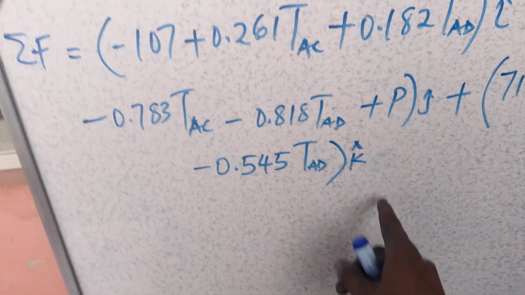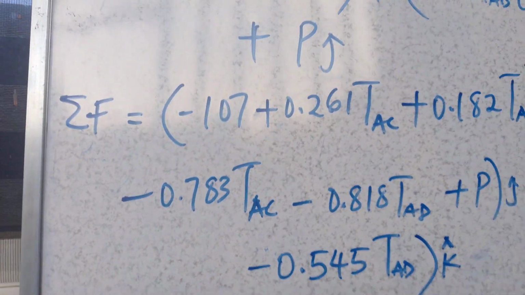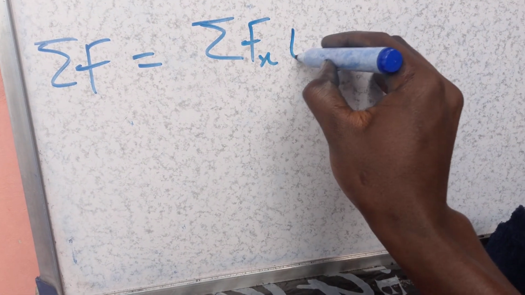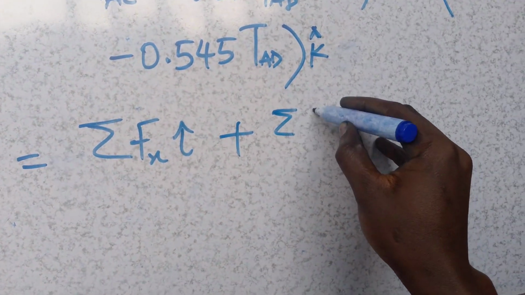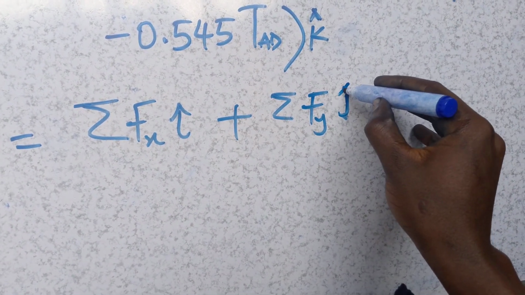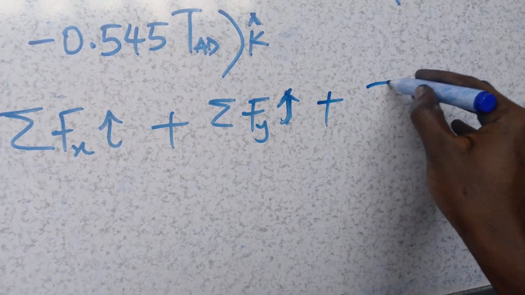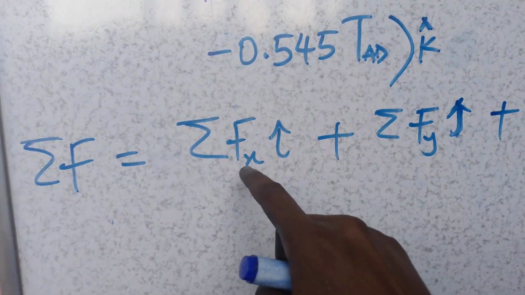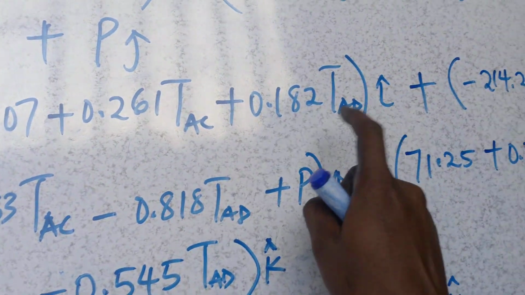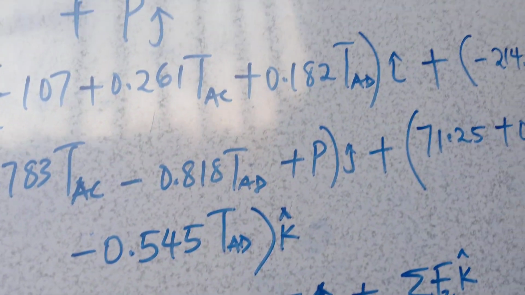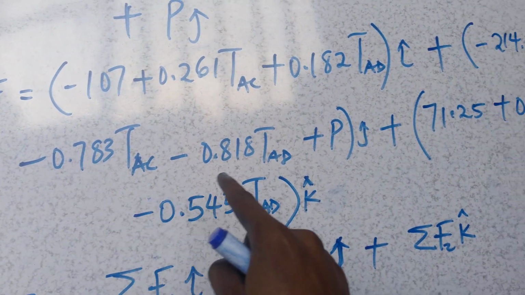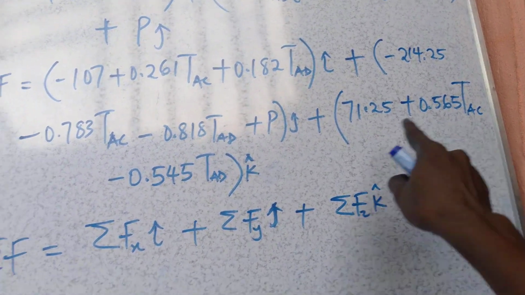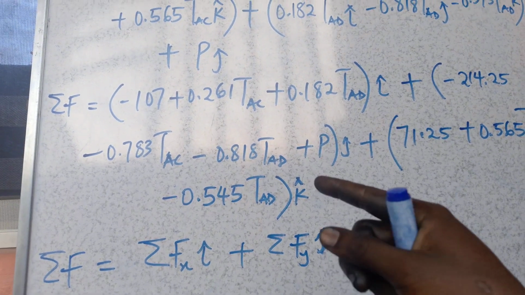Alright, so this is equivalent to saying that summation of forces will be equal to sigma Fx I plus sigma Fy J plus sigma Fz K. Okay, so if I compare coefficients now, sigma Fx is the whole of this. This is I. This is I. Sigma Fy is the whole of this. This is J. And this is J. And sigma Fz is this one. This is K. This is K. Okay, so observe it.